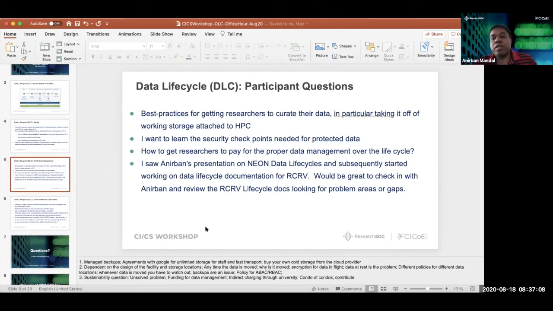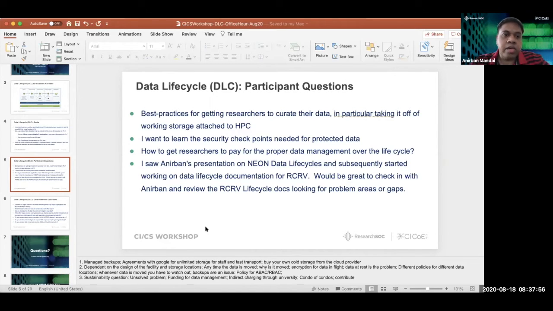Do you buy your own cold storage from a cloud provider and move things in there? Then you are becoming your own sysadmin for your data sets. You do all the managed curation yourself. Is that the right way of doing it? I know there are some universities that have agreements with Google or other cloud providers for unlimited storage for staff, and fast transport to maybe a drive, maybe Dropbox. So there are some efforts there, but this is a problem that's bubbling up in the research community, and it's bubbling up really hard, where people are really pressed for storage.